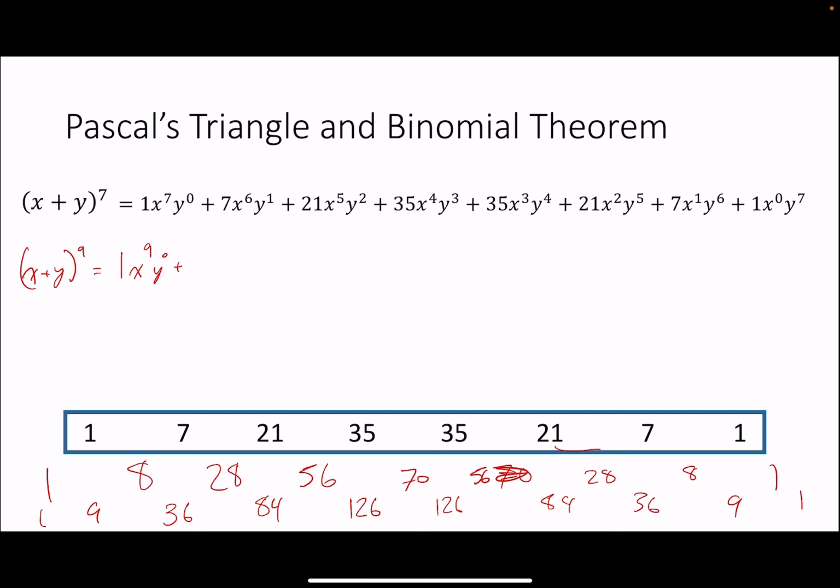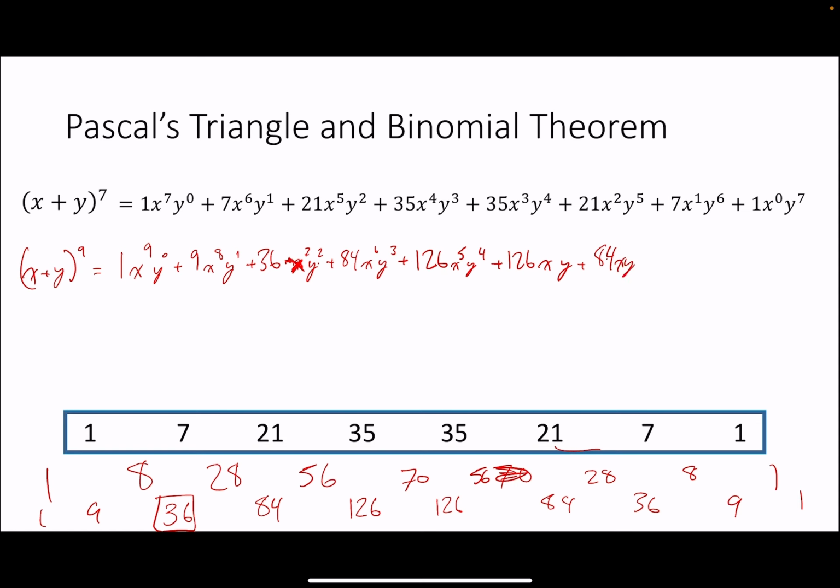y to the 0 plus 9 x to the 8 y to the 1 plus 36. I'm getting this from here, right? 36 x to the 7 y squared plus 84 x, oops, not plus, but just x to the 6 y cubed, etc., etc. You can finish it on your own and forward through, or you could just continue to watch. It's up to you.